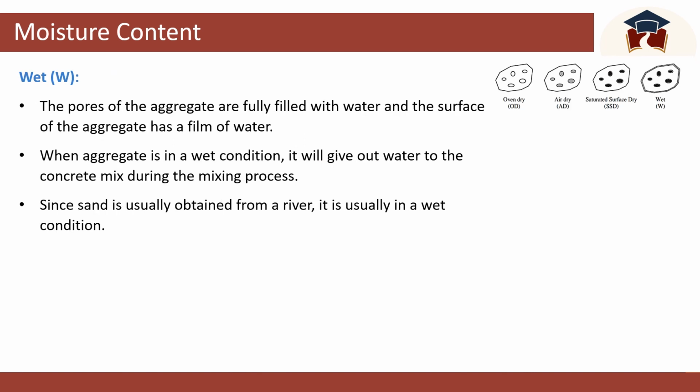In the wet condition, pores of aggregates are fully filled with water and the surface of the aggregate has a film of water. When aggregate is in the wet condition, it will give out water to the concrete mix during the mixing process. Since sand is usually obtained from rivers, it is usually in the wet condition.